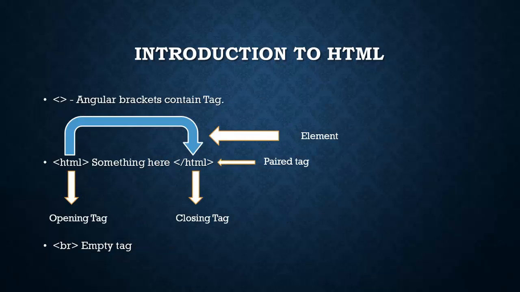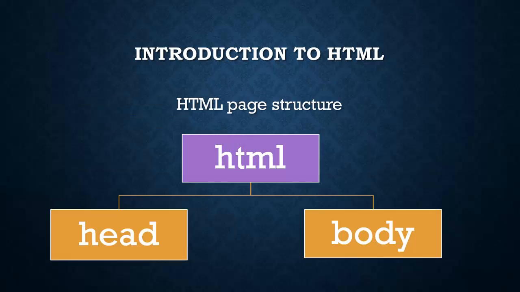Pair tag is the combination of opening tag and closing tag. As you can see in the slide, closing tag is written with slash, whereas opening tag does not. The combination of opening tag, closing tag, and content between them is called element. On the other side, empty tag is no need to close.